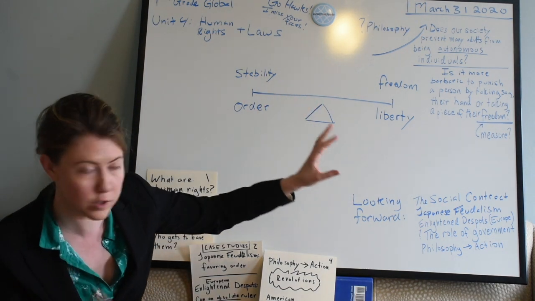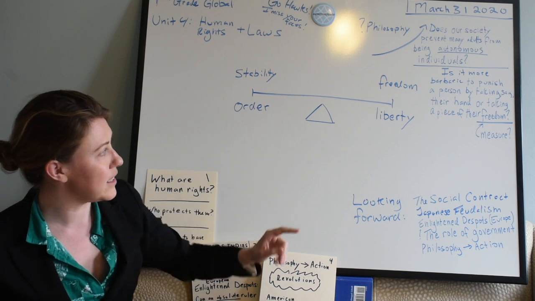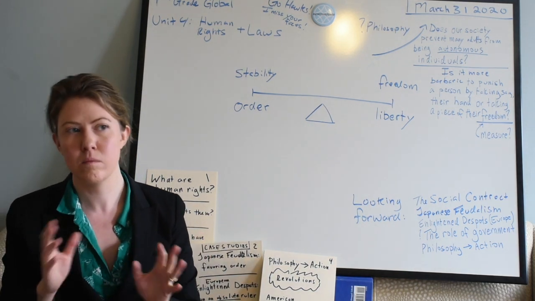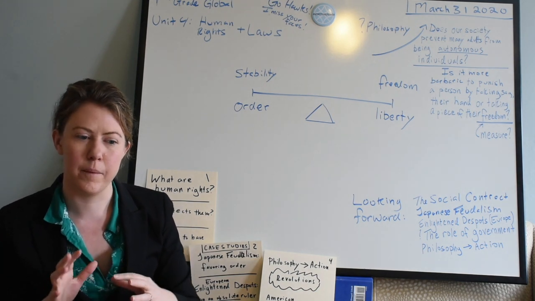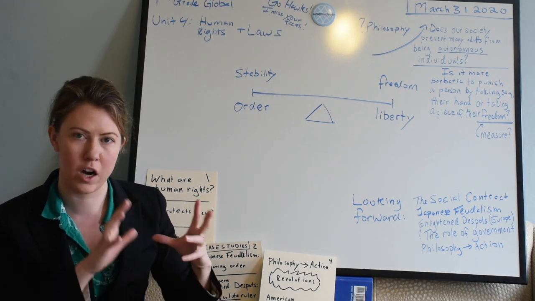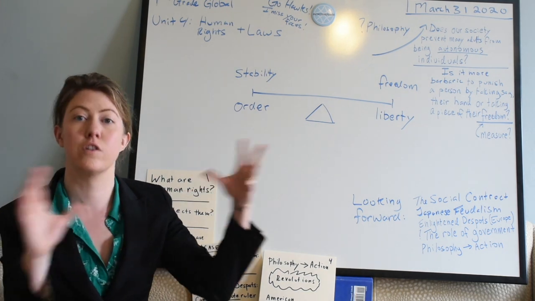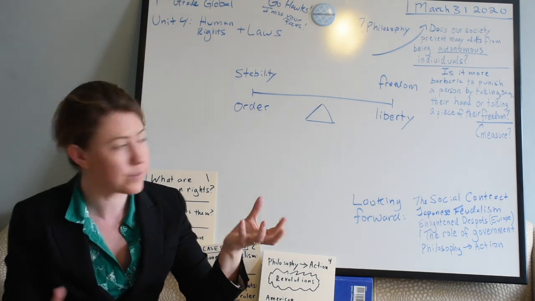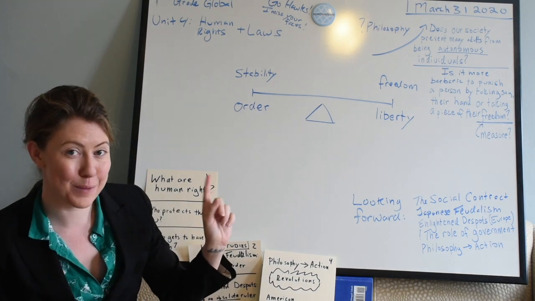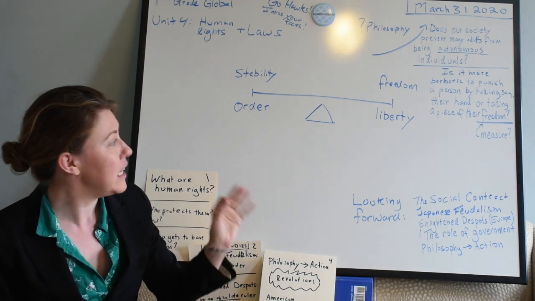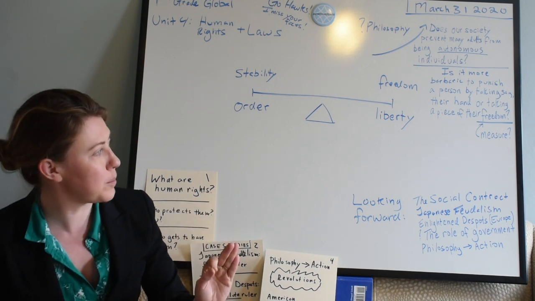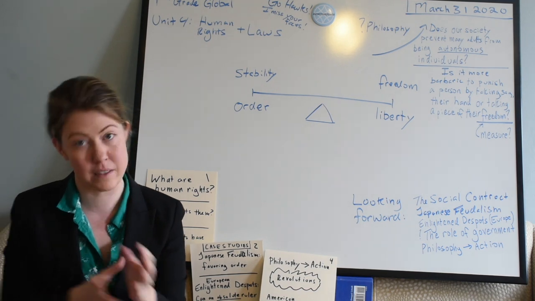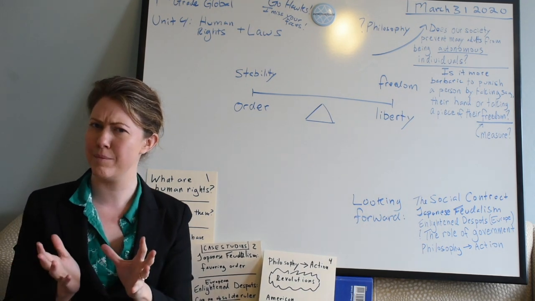So, some philosophical questions. Does our society prevent many adults from being autonomous individuals? For instance, does our society favor autonomy, meaning self-determination, for a small group of people at the expense of the freedom of others? Another question about punishment and prisons. Is it more barbaric to punish a person by taking, say, their hand, or a piece of their body, or a piece of their freedom?